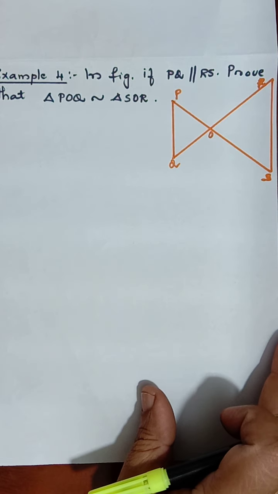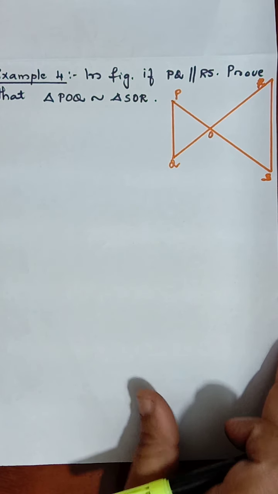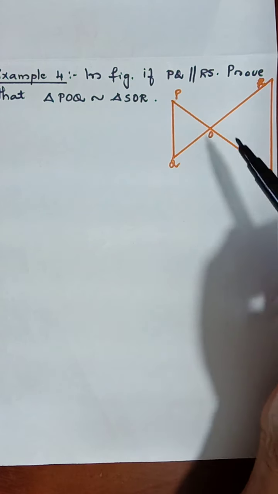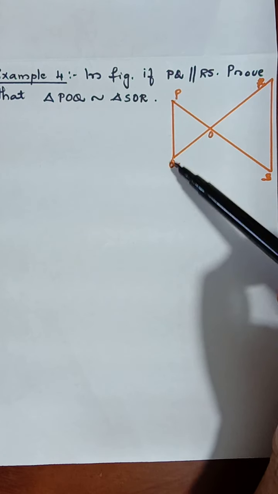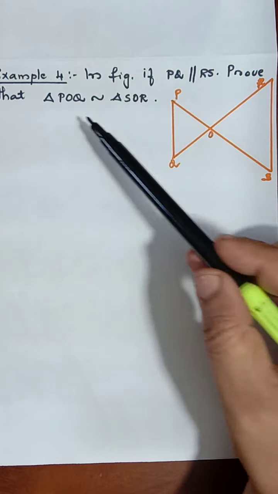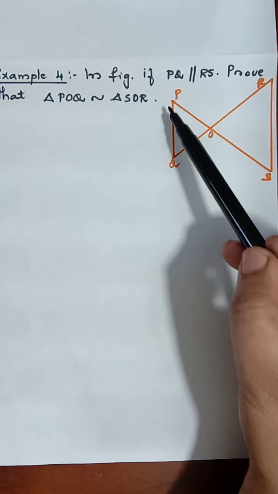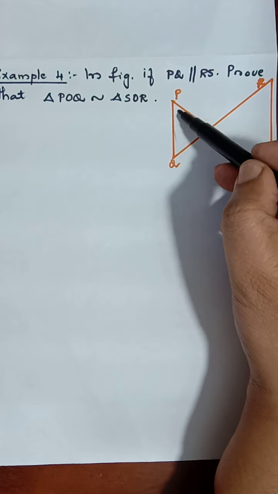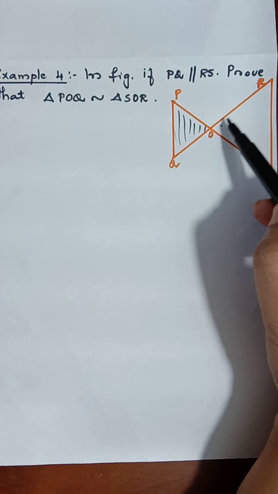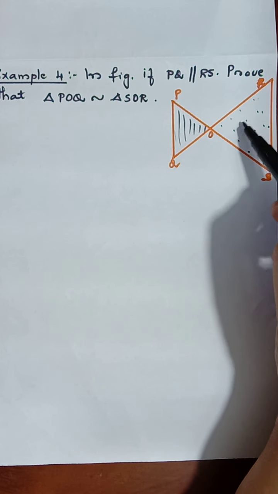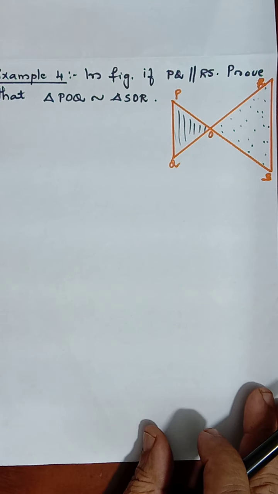Let us see example 4. It is from the textbook and I will explain it here. In the figure, if PQ parallel to RS, see the figure, PQ side parallel to RS. Prove that triangle POQ is similar to triangle SOR. These three similarity criteria should come to your mind, and what are the things you can do?